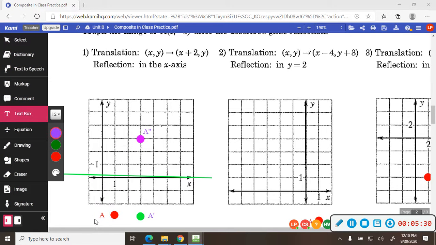Alright, so here we started at A. We moved it 2 to the right, not up, and got A prime. And then we reflected it over the x-axis, and we got A prime prime.